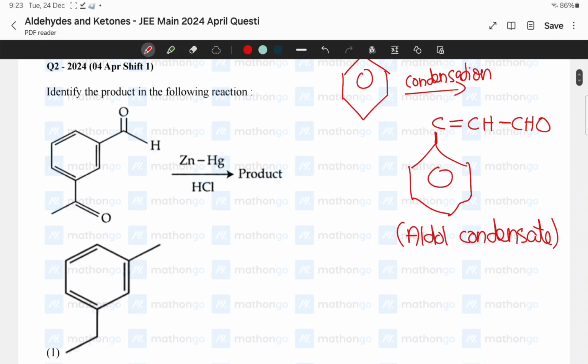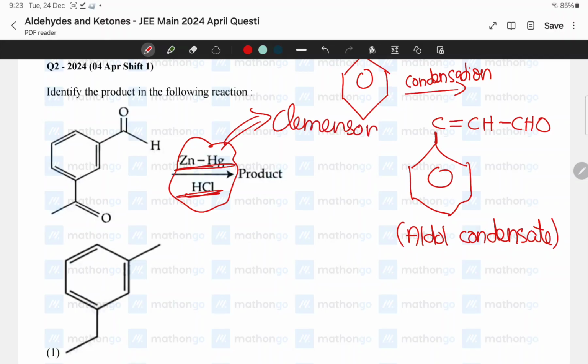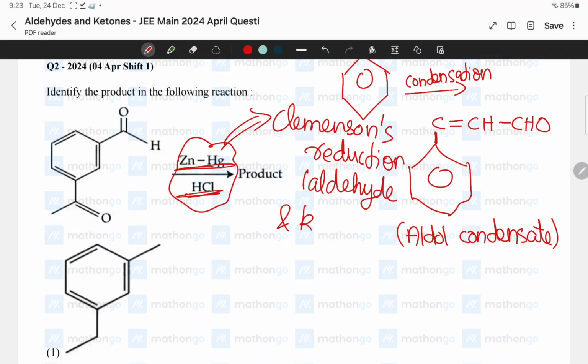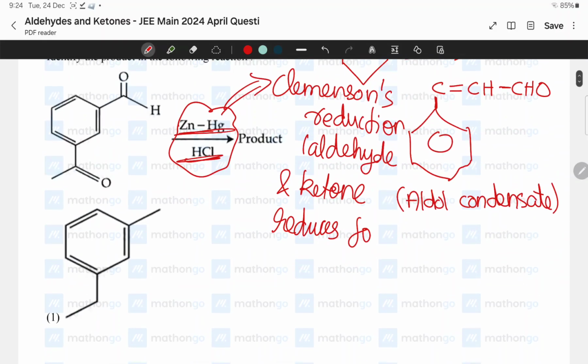A very big compound is being given. Zn-Hg and HCl are the reagents. If we see this to be the reagent, then what is the reaction? Yes, it is Clemmensen reduction. Clemmensen reduction means both the aldehyde and the ketone reduce, so both the aldehyde group and ketone group will reduce to hydrocarbon.